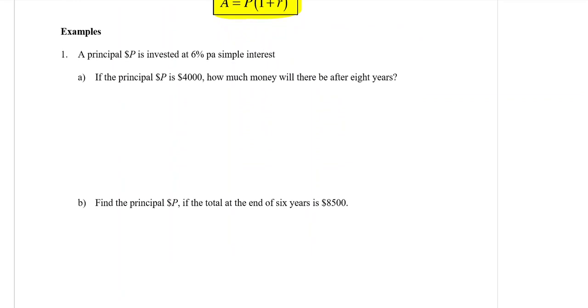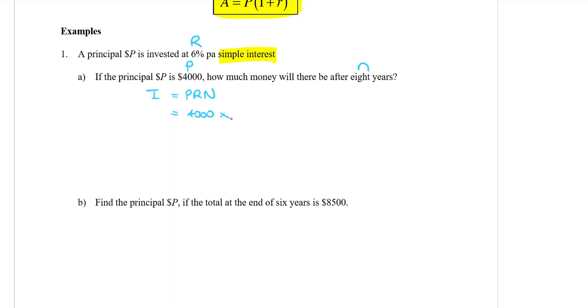A principal P is invested at 6% per annum simple interest. Okay, so if the principal is $4,000, how much money will there be after 8 years? The R is that 6% there. The 4,000 is the P, it's the amount of money. And 8 years, that is your N. So per annum is years and 8 years, so our time is fine. So our simple interest formula is I equals PRN.